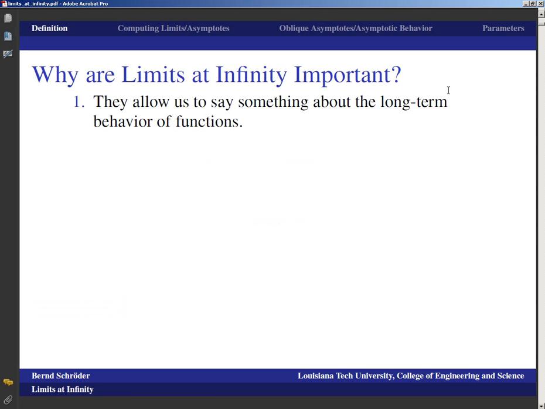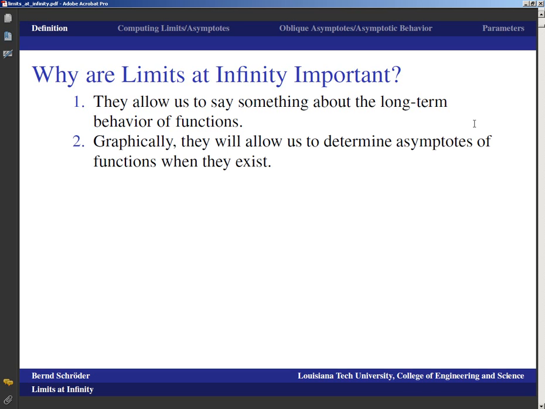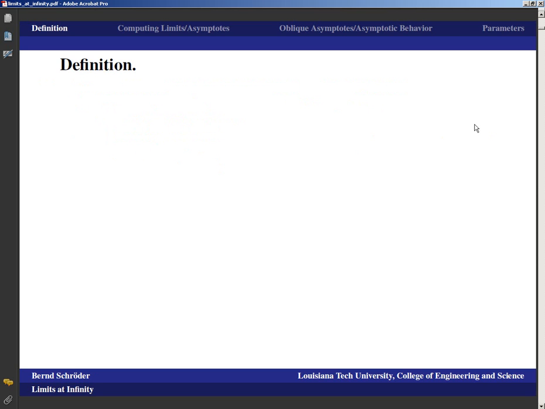Why are those things important, first of all? Well, basically they allow us to say something about the long-term behavior of functions. So if you've got any kind of a model that talks about a mechanical system, you'd like to know the steady state of that system. That's especially important in an electrical system where you might want a stable steady state, and that's typically a limiting analysis. Graphically, we'll get asymptotes of functions when the asymptotes exist.